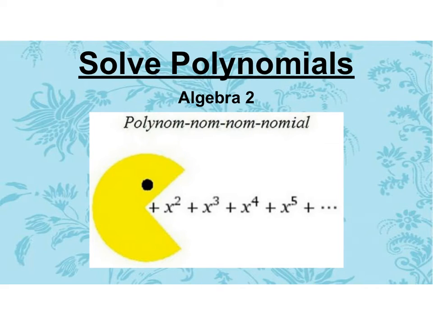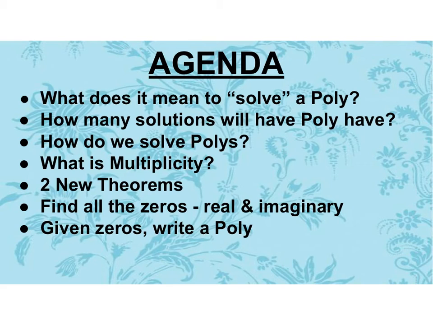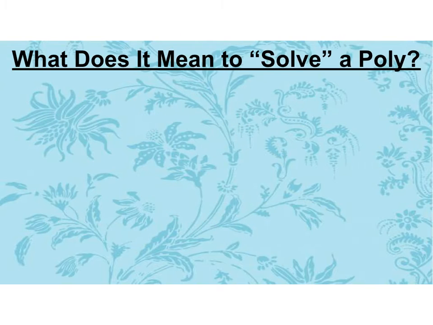Let's solve polynomials. We're going to look at what does it mean to solve a polynomial, how many solutions will a polynomial have, how do we solve them, what is multiplicity. We're going to learn about two new theorems, find all the zeros, real and imaginary, and if I give you the zeros, we'll learn how to write a polynomial.